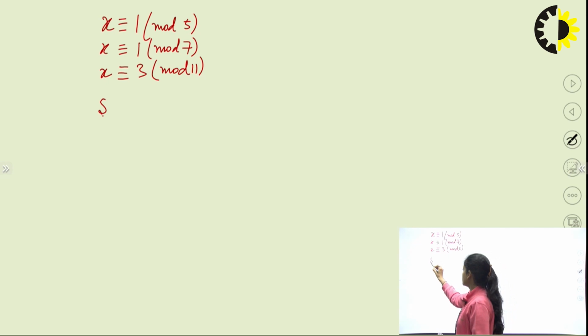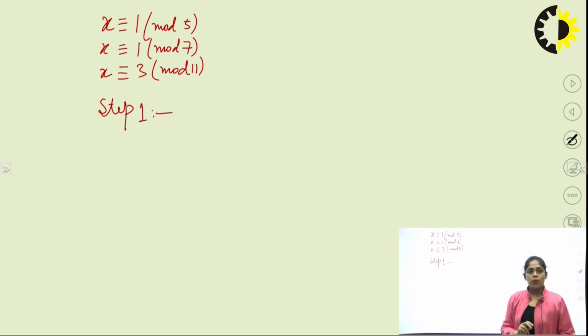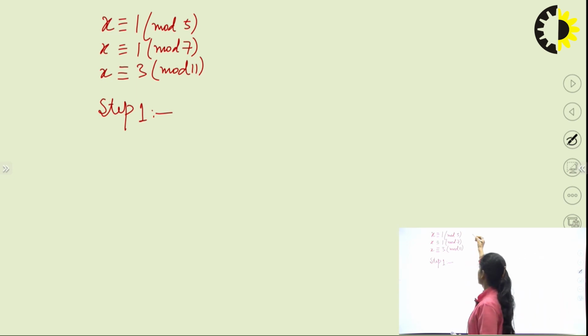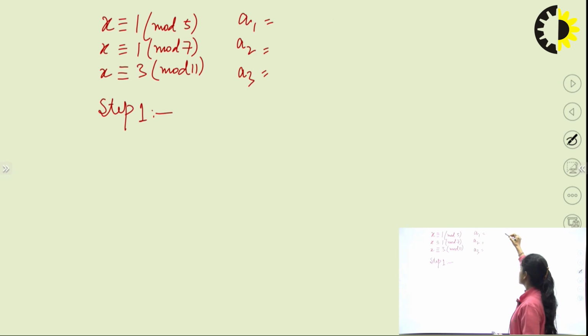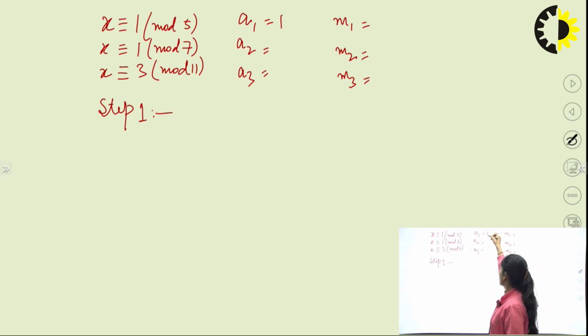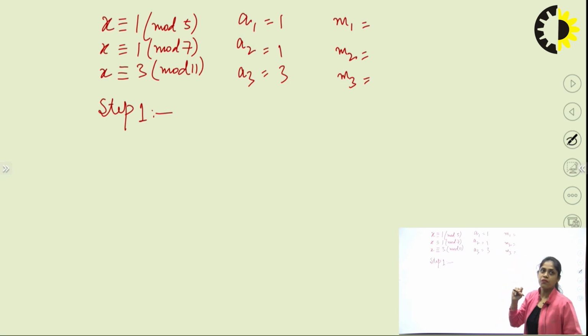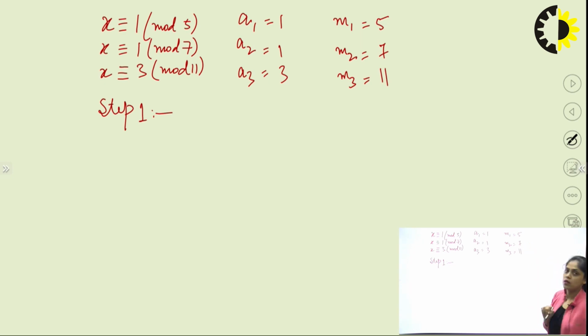For step 1, we will find out the values of the A's and the small m's. For this question, A1, A2 and A3 will be there, and the respective small m1, small m2, small m3. For the values of A, we have 1, 1 and 3, and m1, m2, m3 will be 5, 7 and 11 respectively.